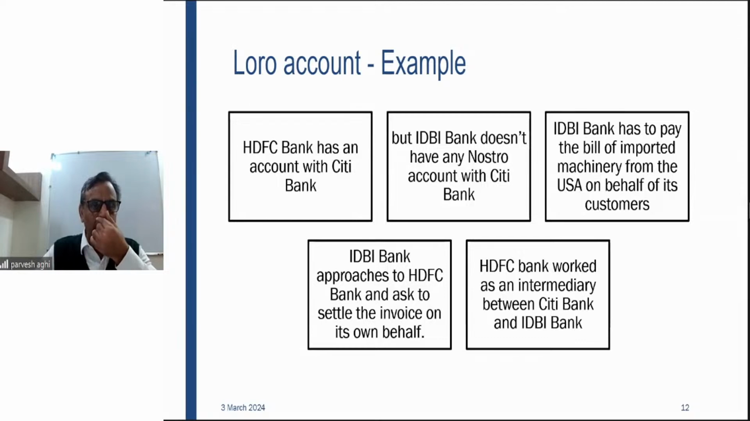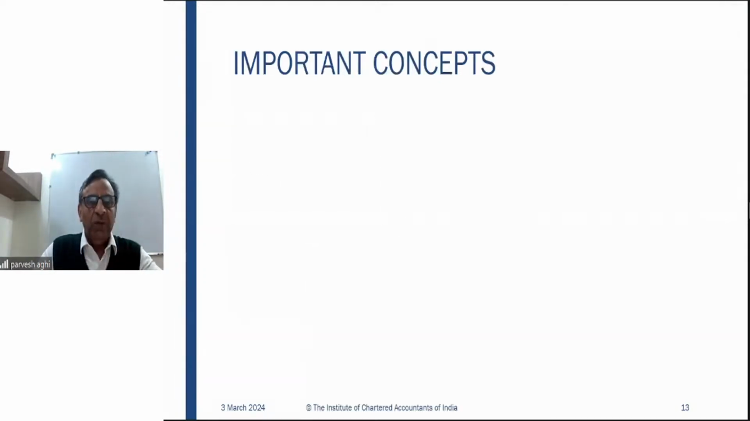So when IDBI says that we have a loro account, that means they don't have their own nostro, they're using somebody else's nostro account. So they'll call it our loro account. That means IDBI Bank doesn't have an account of its own, so it's our loro account. That means the bank is using the nostro account of some other bank.